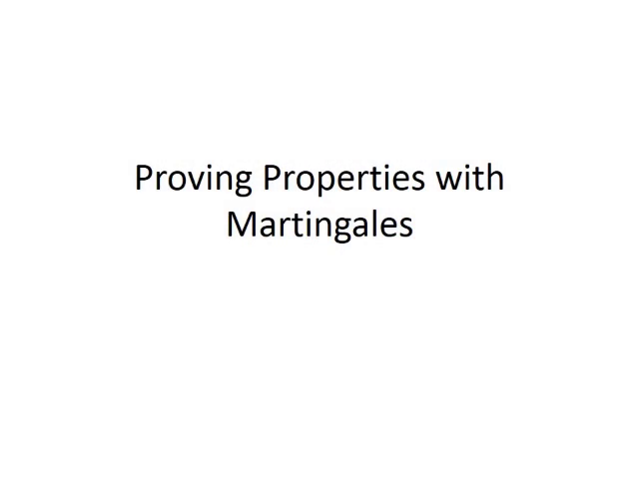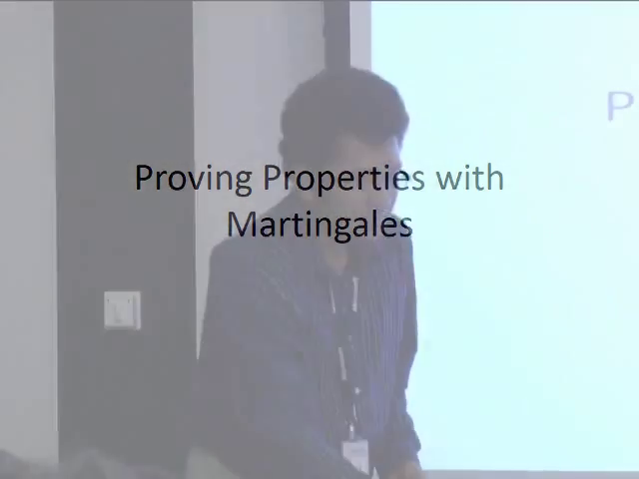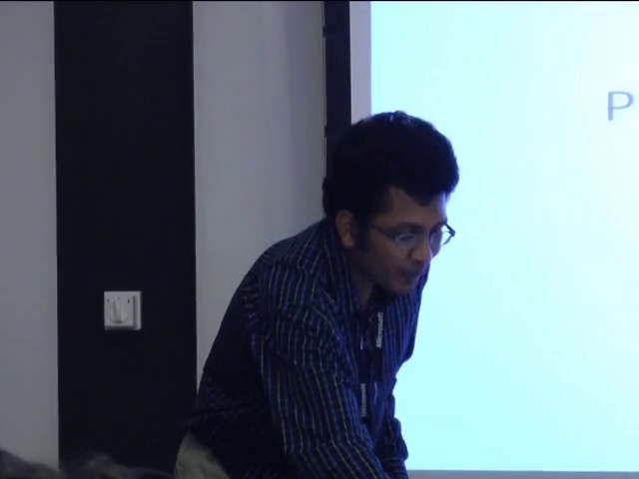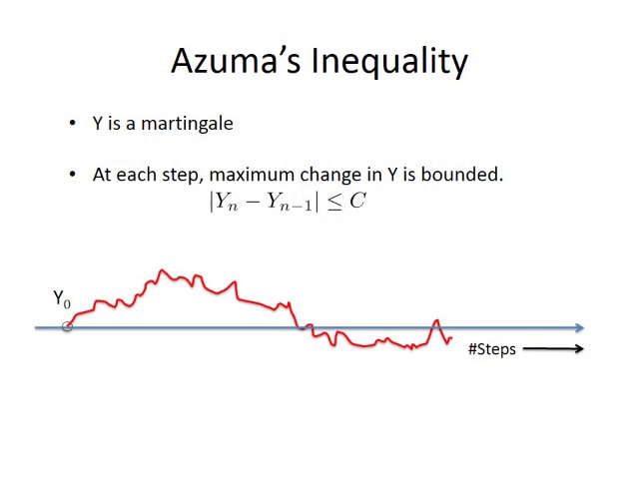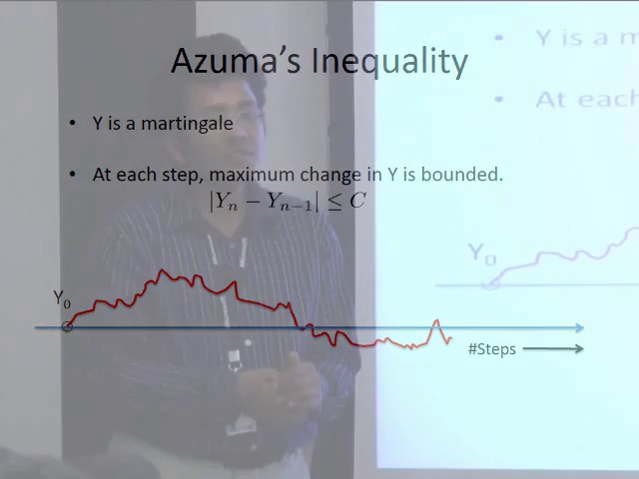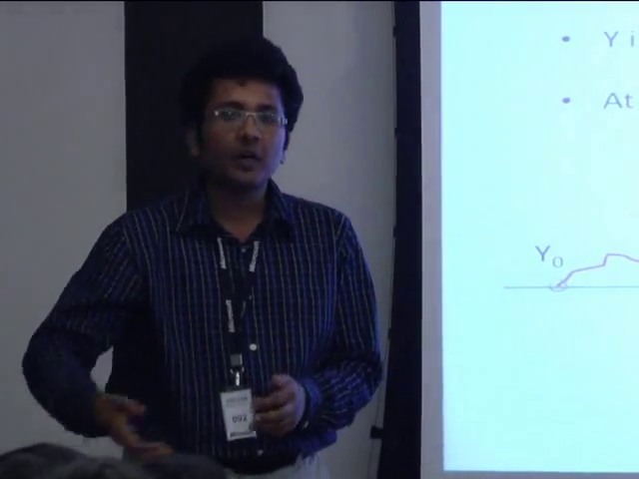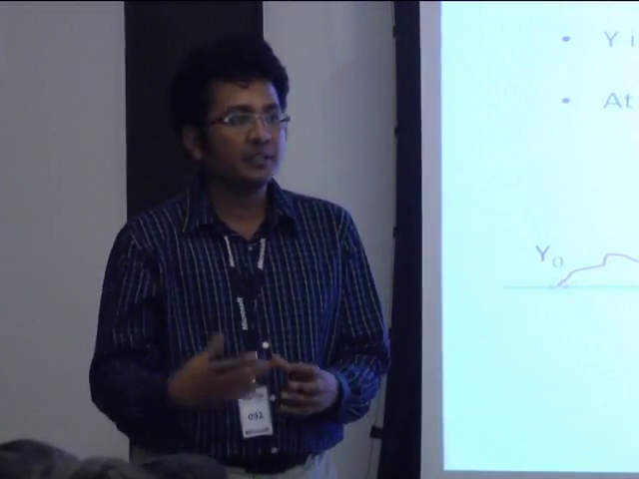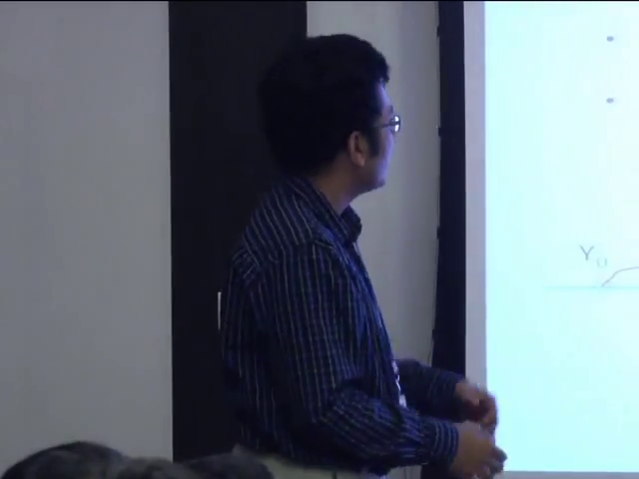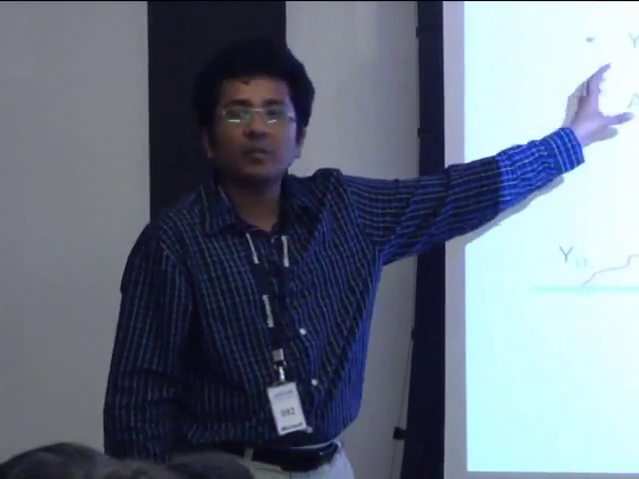Right, so let's now think about proving properties using martingales. Okay, since I'm running out of time, I'm going to try and move fast. One of the first things I'll explain is Azuma's inequality. Okay, this is going to be the basis for trying to find out how to prove probabilities with martingales. So let me try and explain Azuma's inequality.